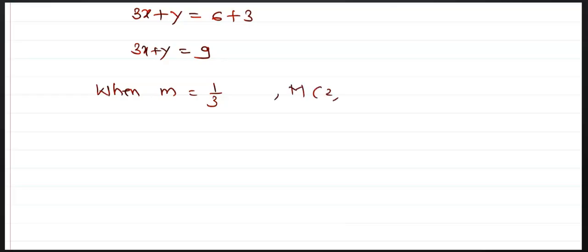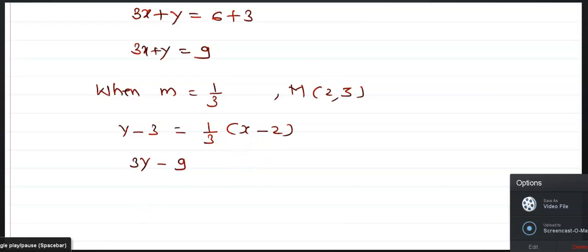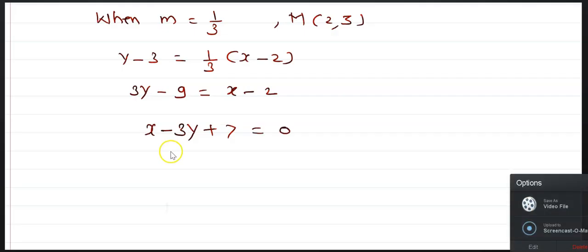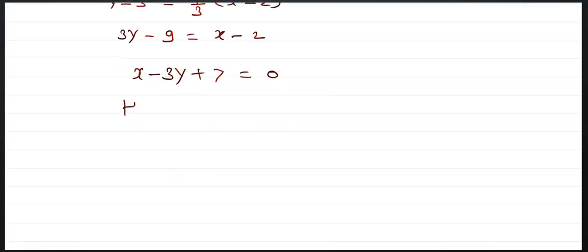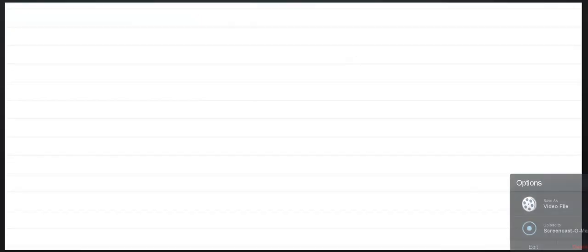M is equal to 1 upon 3. And the required line is y minus y1 is equal to M in bracket x minus x1. Simplification: 3y minus 9 is equal to x minus 2. Therefore, x minus 3y plus 7 is equal to 0. Hence, the required equations are 3x plus y is equal to 9 and x minus 3y plus 7 is equal to 0.